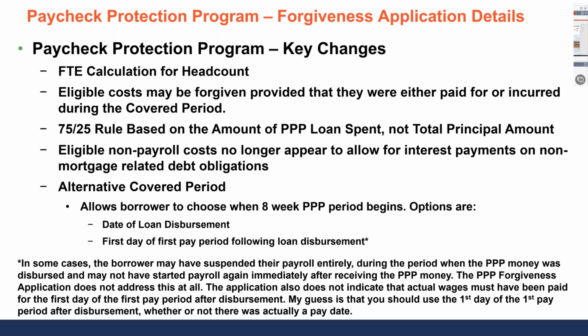The new FTE calculation, according to the SBA loan forgiveness application, bases one FTE on a 40-hour work week. So basically what we do is we count all hours worked over the span of time we're measuring, divided by 40, and that is our number of FTEs.